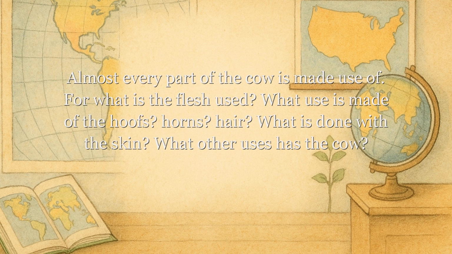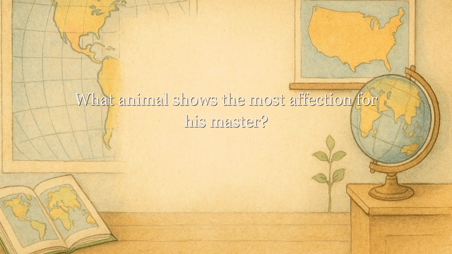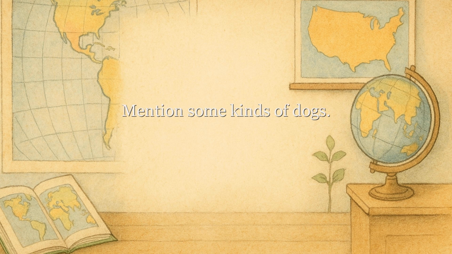Almost every part of the cow is made use of. For what is the flesh used? What use is made of the hoofs, horns, hair? What is done with the skin? What other uses has the cow? What animal shows the most affection for his master? Mention some kinds of dogs.